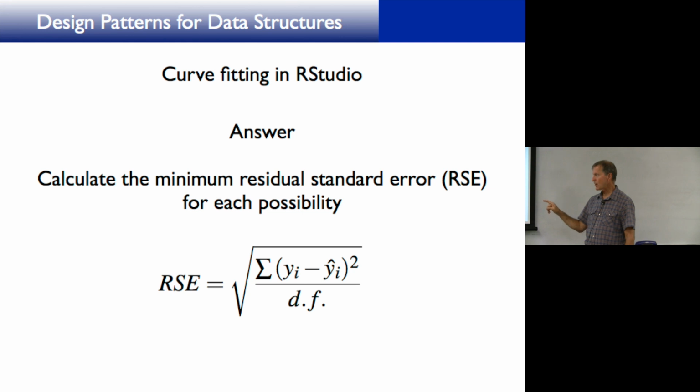Mathematically, it is the square root of the sum of (yᵢ − ŷᵢ)² divided by d.f., which means degrees of freedom. Now that sounds like a mouthful, but it's not too bad. We're going to go through and see what each one of these things is, and the way we're going to do it is with a simple example.